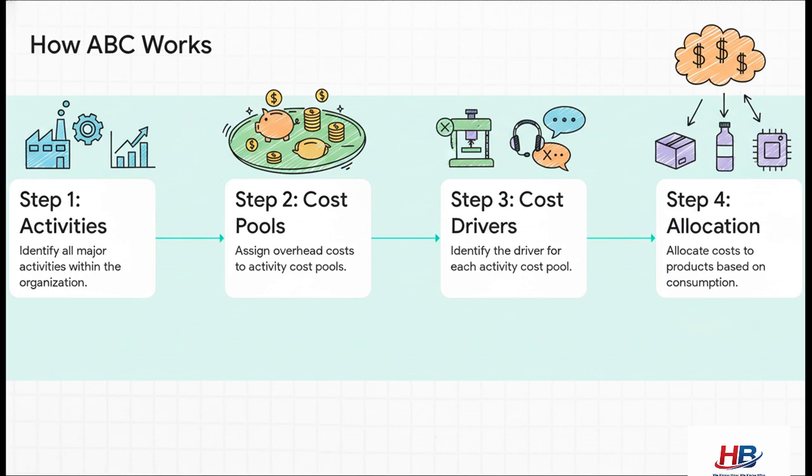Step 3, and listen, this is where the magic happens. We find the cost driver. For machine setups, the driver isn't just volume, it's the number of times we have to set up that machine. See the difference? Finally, step 4, we allocate the costs. So if product A needs 100 machine setups and product B only needs 10, guess what? Product A gets a much bigger and fairer share of that cost. That's how ABC gets so darned accurate.